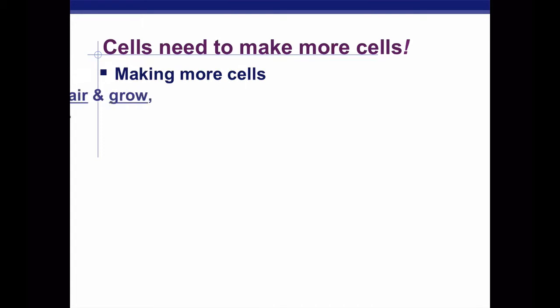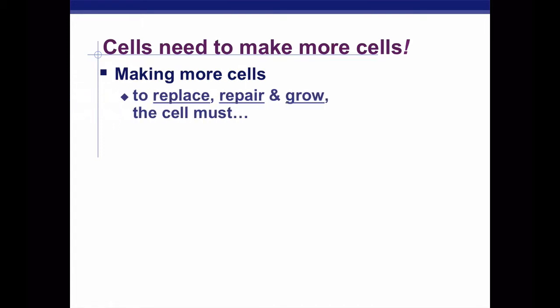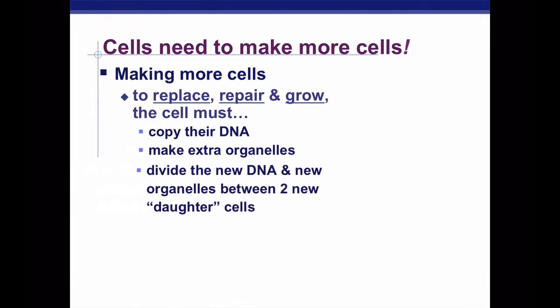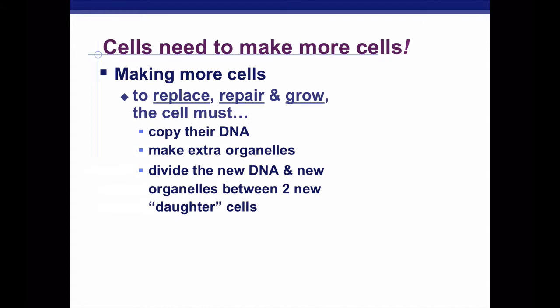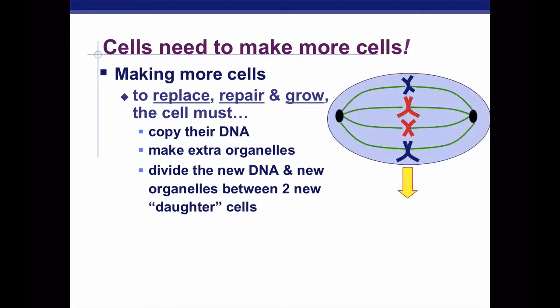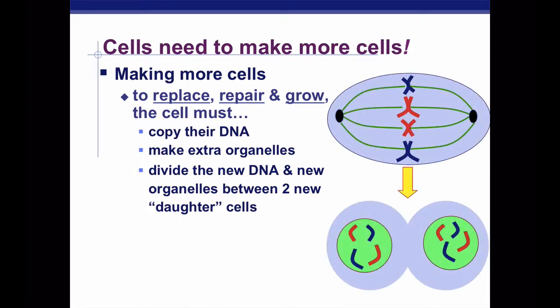So cells need to make more cells. To make more cells to replace, repair, and grow, they must copy their DNA, make extra organelles, and divide the DNA and new organelles between two new daughter cells. Remember, this is called mitosis. You probably learned this in middle school, but if I'm going to replicate, I need to make extra copies of everything that I already have. So here's a cell, and we've seen it dividing into two new cells.